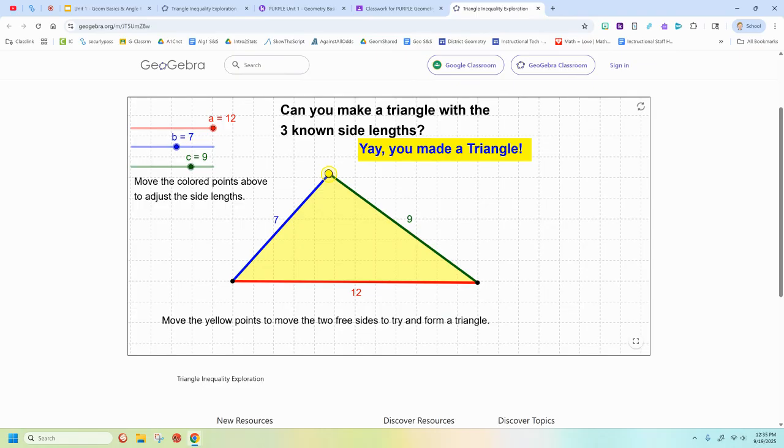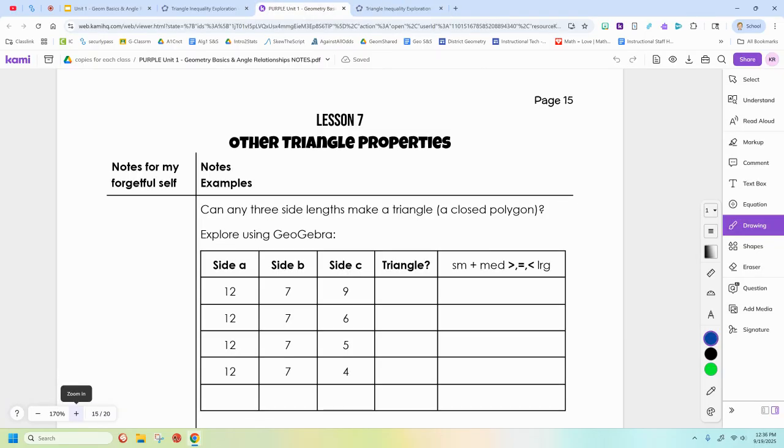Okay. So now in your note packet, on page 15, I think I said, right? So here we go. Note packet. I'm going to close this and get this. So, did a side of 12, 7, and 9 make a triangle? Yes. So we put the word yes for now. So don't worry about the next part. Now you're going to do side length of 12, 7, and 6.